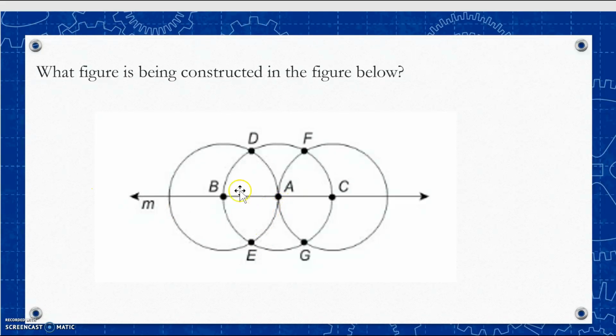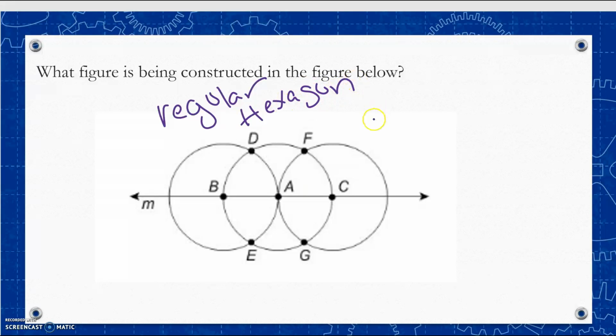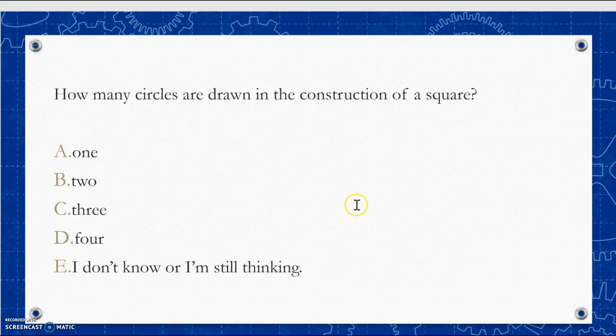Which figure is being constructed below? This is a regular hexagon. And last one. How many circles are drawn to construct a square? That is also 2.